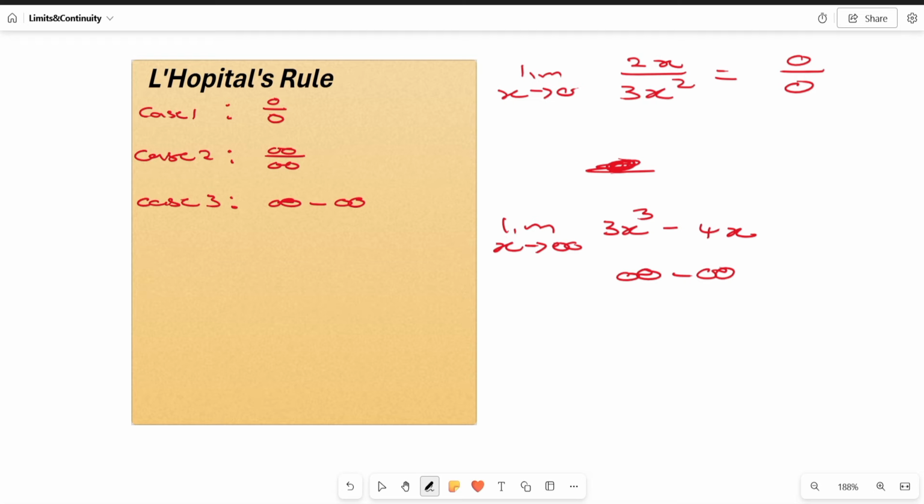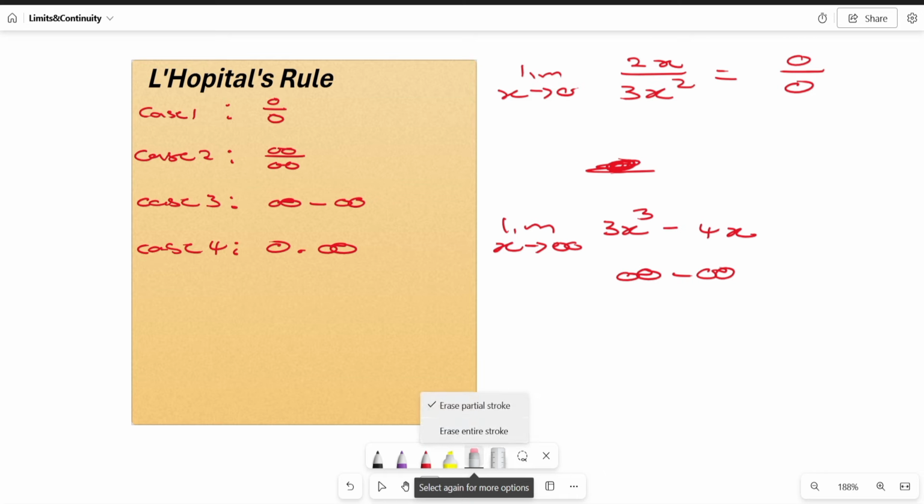And then you have a fourth case, case number 4. In case number 4, it is when you have 0 times infinity. Guys, you see this one? This is the one that makes things a bit complicated, because I'm going to explain what you do in all of these different cases. Let's start right now. So watch this.